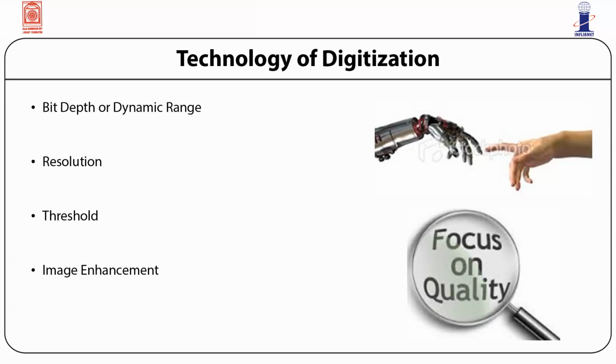Now the technology of digitization. When we are scanning, the scanned document should be of good quality. It is very important because we are going to preserve the digital content for a long period. So some specific criteria or specifications when we go for digitization are that we should check the bit depth or dynamic range of the scanned image, and the resolution of the image or scanned document. Then what is the threshold value of it? Then is there any possibility of enhancing the image if you are scanning it as an image?